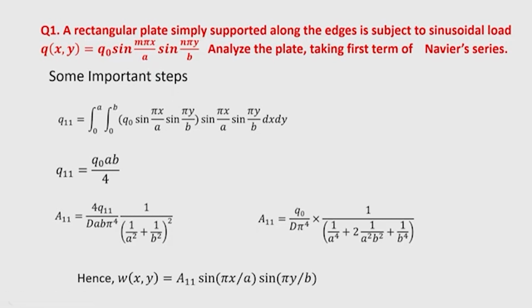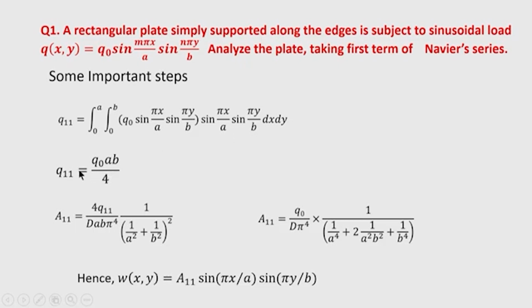The procedures are the same, whatever load is there, but the only thing is that qmn, that is the loading function, has to be changed because of a different type of loading. Since the loading is this, q11 is nothing but this loading multiplied by sin pi x by a sin pi y by b. Here m equal to 1 and n equal to 1 is taken. So, therefore, no m and n appear in this expression. Now, that integration can be done very conveniently, because the integral of sin square pi x by a dx will be a by 2 and sin square pi y by b will be b by 2. So, the net result will be q naught a b by 4.